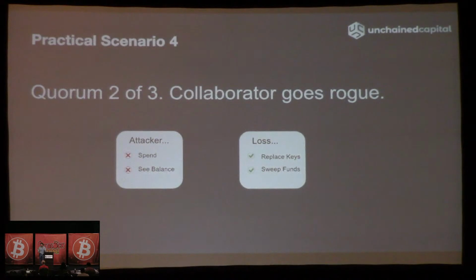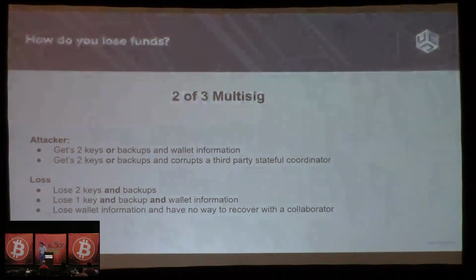On the loss side here, if the collaborator were to lose their stuff, let's call it just 1 private key in this scenario, exactly the same as if you lost one. It's very easy. You replace the key, you sweep funds into the new quorum, and you're safe. So most of the scenarios that we went through are saying you're fine. It's pretty robust against attacks and against loss.